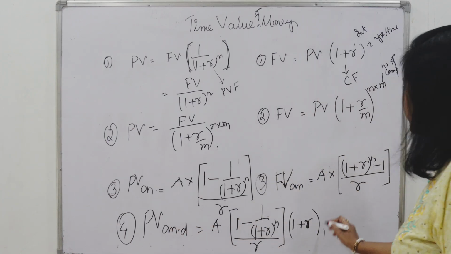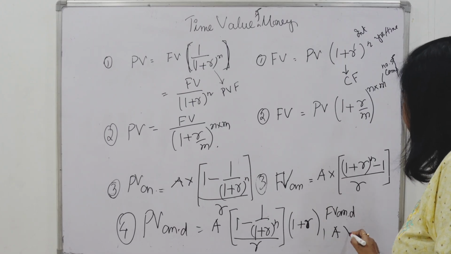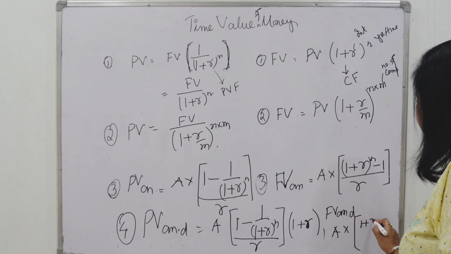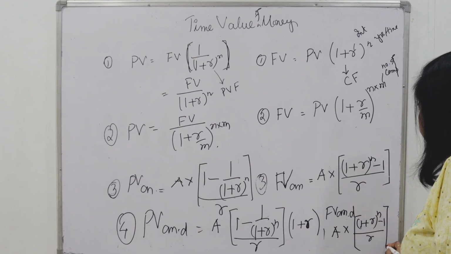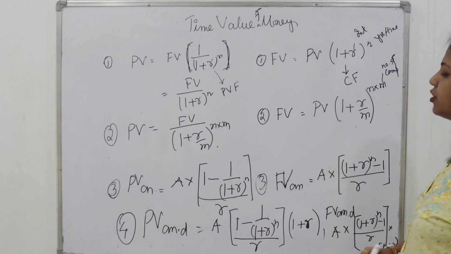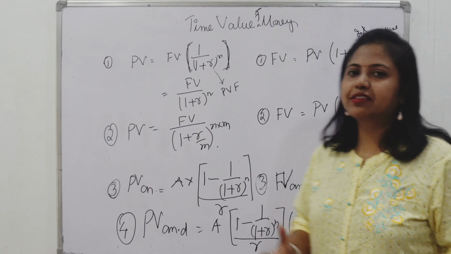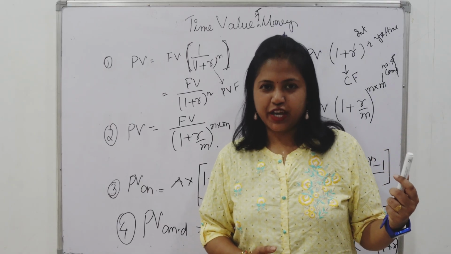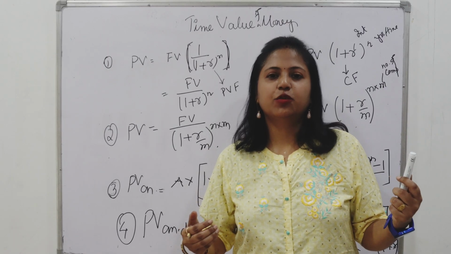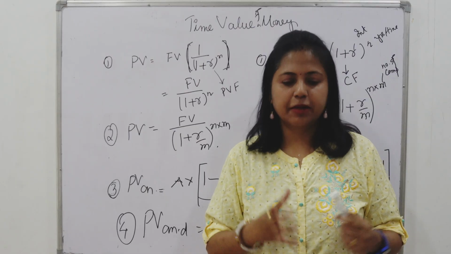Same thing, if you want to know the future value of annuity due, then annuity into the same thing, 1 plus r to the power n minus 1, whole thing divided by r. Then again you have to multiply this with 1 plus r. R is the rate of interest. So friends, if you are getting the future value of annuity due, obviously the money will be more because the investments are made at the beginning of the year, not at the end of the year.